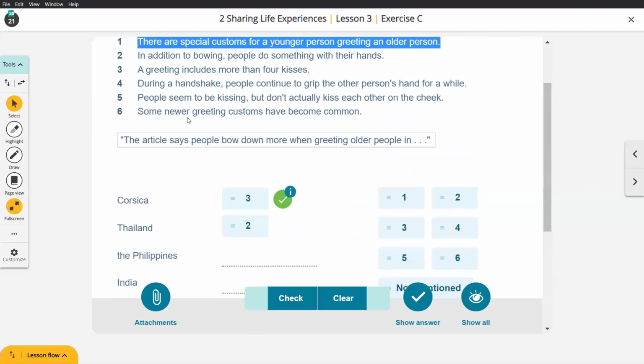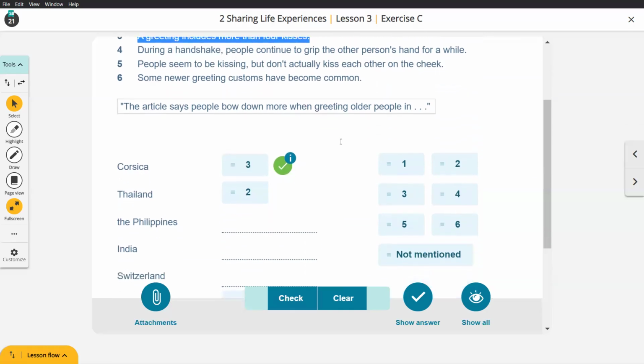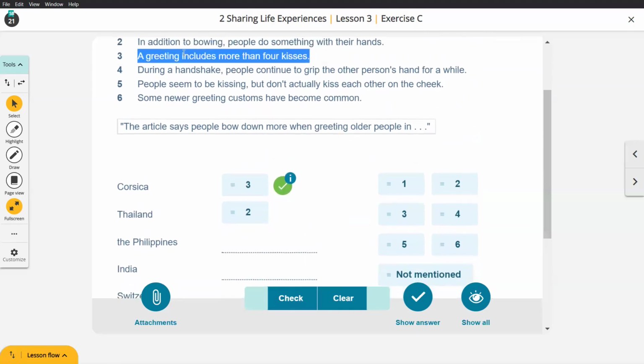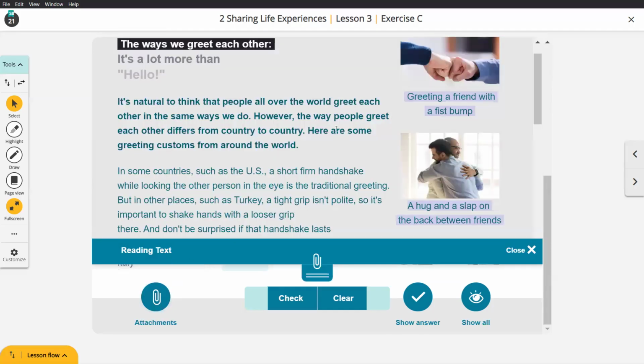So about the Philippines, what did it mention? Do we have any of this? There are special customs in addition to bowing. Greeting includes more than 4 kisses. Which one mentioned? Because we have not only one, I think we have other ones. During a handshake, people continue to grip the other person's hand for a while. So, does the article mention greeting in the Philippines? Yes or no? Let's see it.